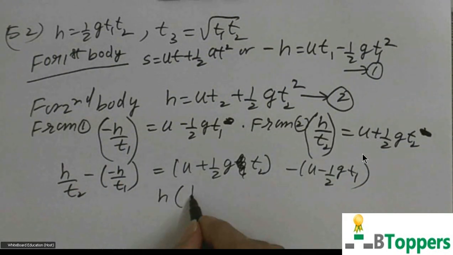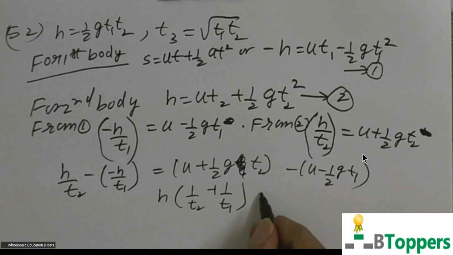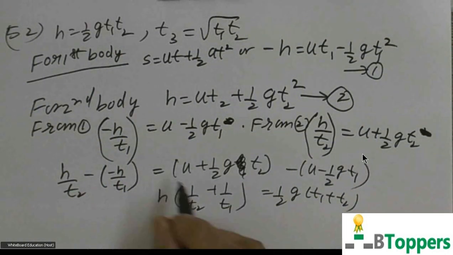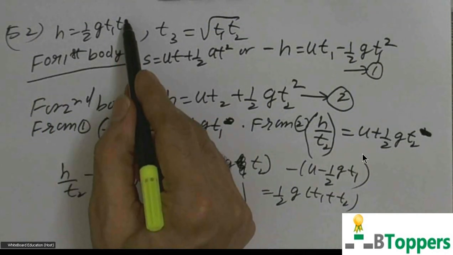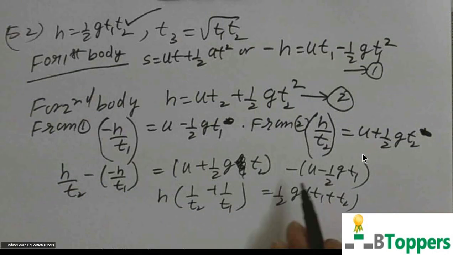So you get h into (1/T2 + 1/T1) equal to half g into (T1 + T2). If you simplify this, you get the same conclusion which I have written directly at the top: h equals half g T1 T2.